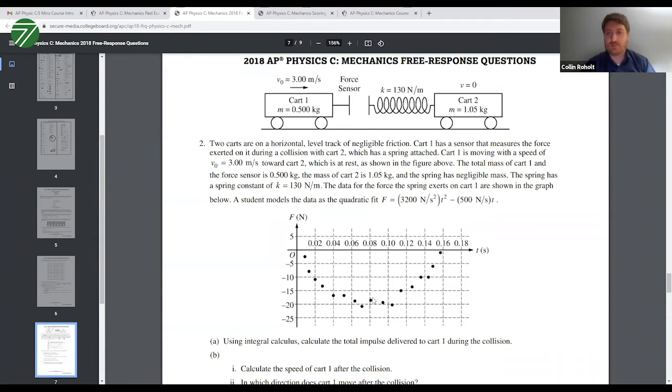Students would be expected to be able to tell from that graph that this is force versus time, and that the forces shown here are all negative. That means that the forces are acting in a negative direction. They would be expected to look at this image and see that if the forces are acting on cart one, as it says in the text, then this graph should match up with what you see there.